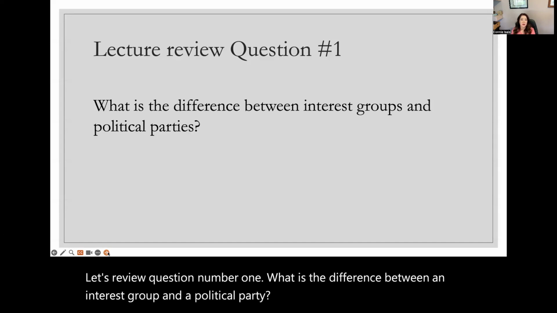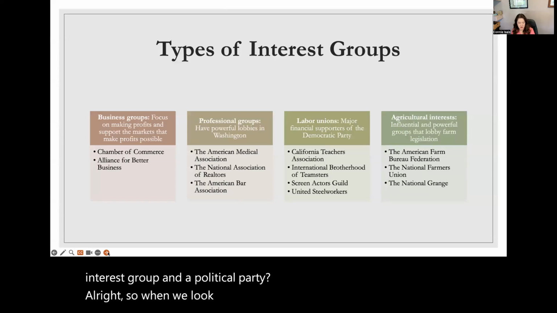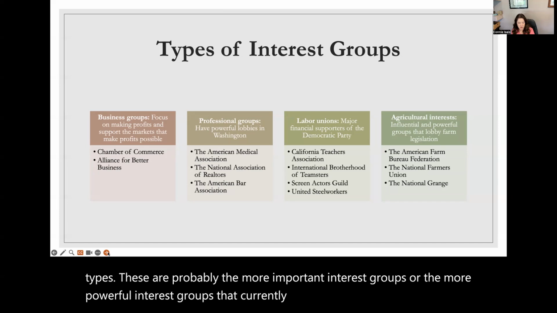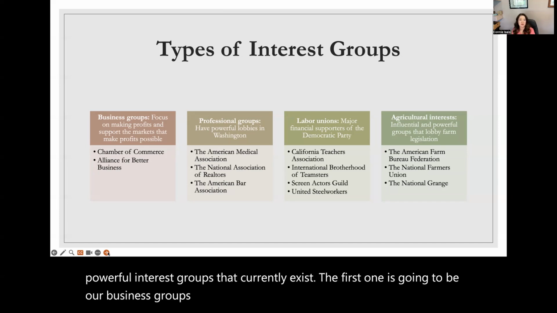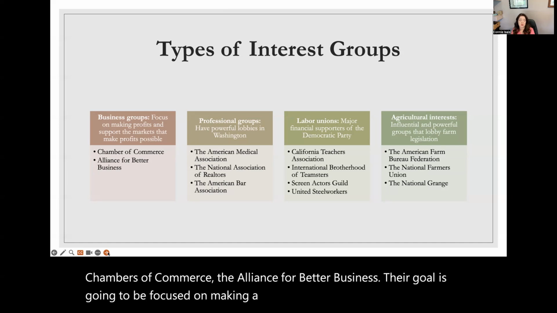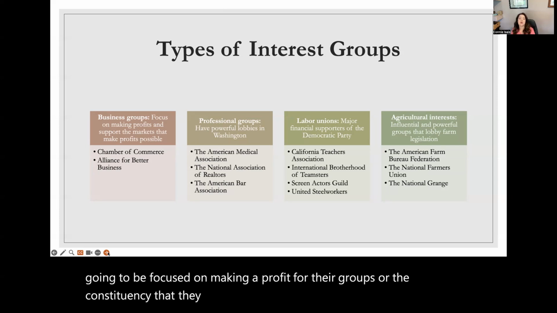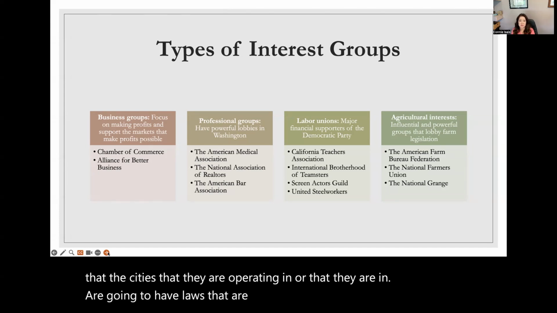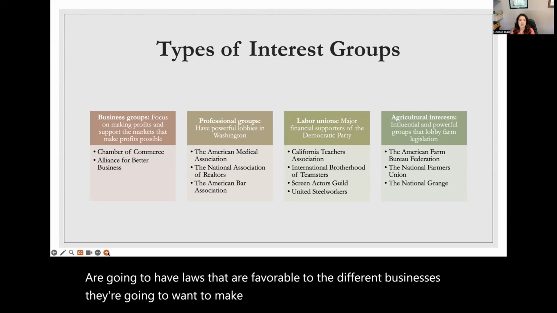All right. So when we look at interest groups, there are several different types. These are probably the more important interest groups or the more powerful interest groups that currently exist. The first one is going to be our business groups, and these are going to include things like the Chambers of Commerce, the Alliance for Better Business. Their goal is going to be focused on making a profit for the groups or the constituency that they represent. So they're going to want to make sure that the cities that they are operating in are going to have laws that are favorable to the different businesses. They're going to want to make sure that the tax laws are not oppressive for the business so they can continue to thrive.